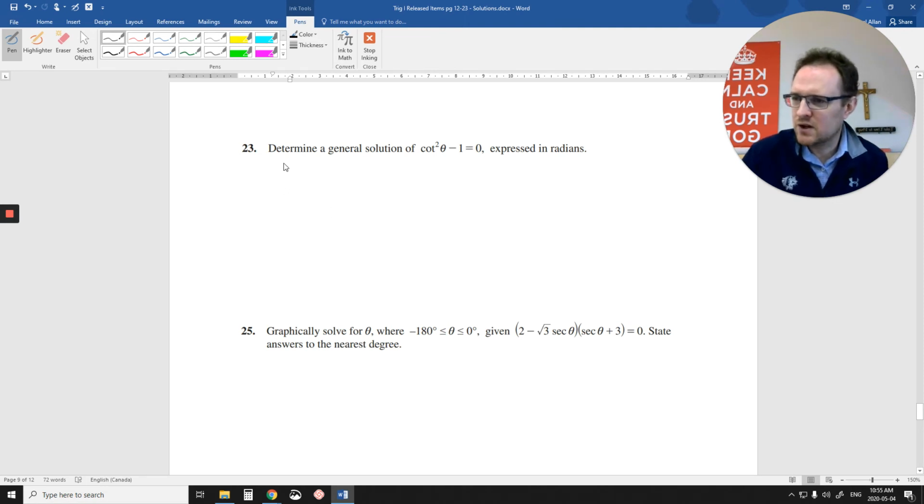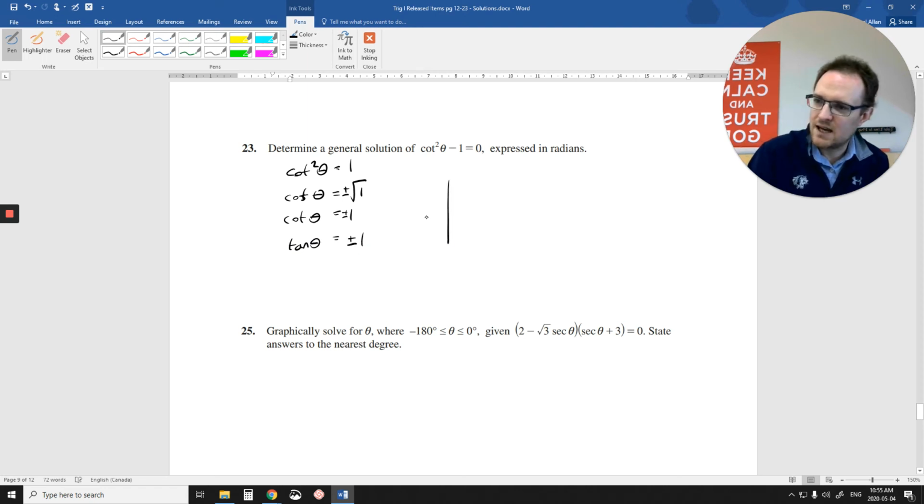What's the general solution for cotangent squared minus 1 is equal to 0? So let's solve for cotangent theta. So we'll take the square root here. Okay, so I take the square root of 1. Remember there's a plus or minus here because we took the square root. Plus or minus. So tan theta is equal to plus or minus 1.